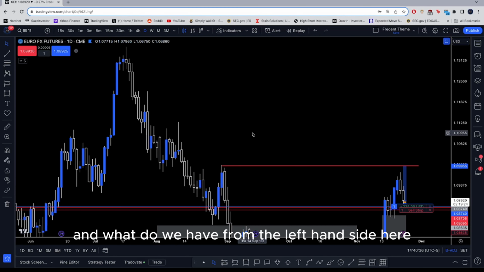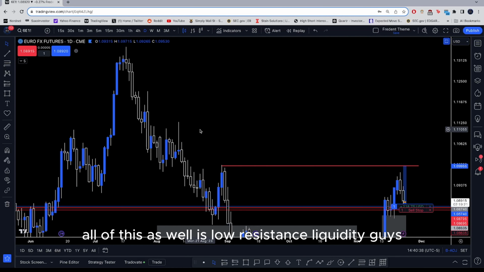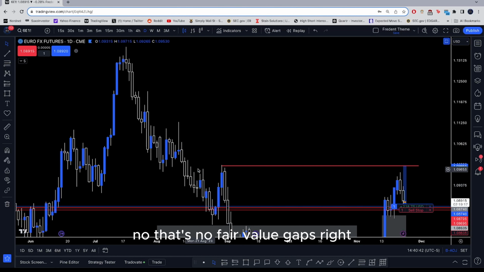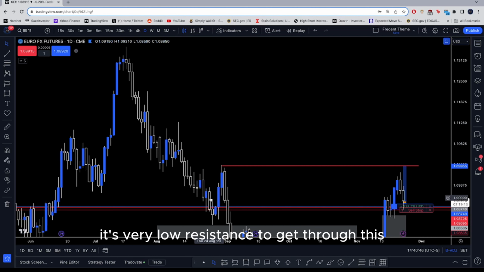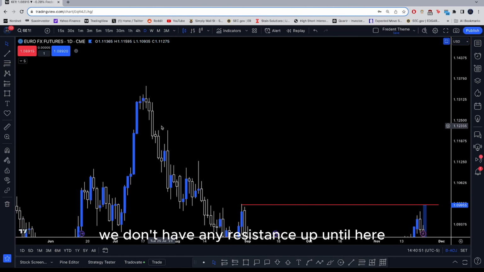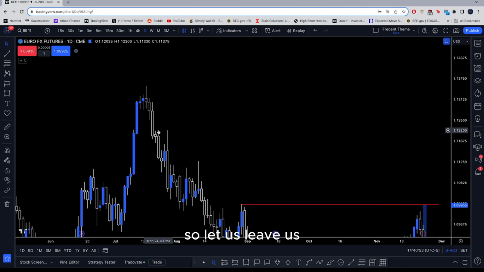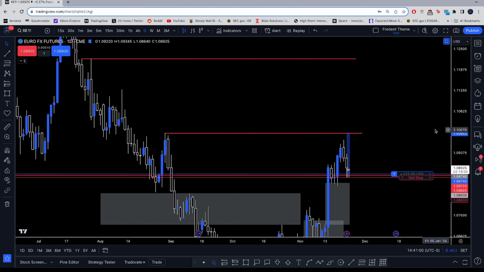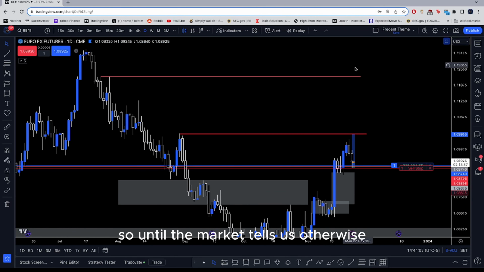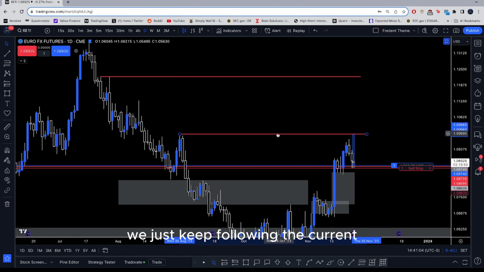And what do we have from the left hand side here? All of this as well is low resistance liquidity, guys. There's no fair value gaps, right? It's very low resistance to get through this. And we don't have any resistance up until here. So where does that leave us? It leaves us up here. So until the market tells us otherwise, we just keep following the current order flow of the market, okay?